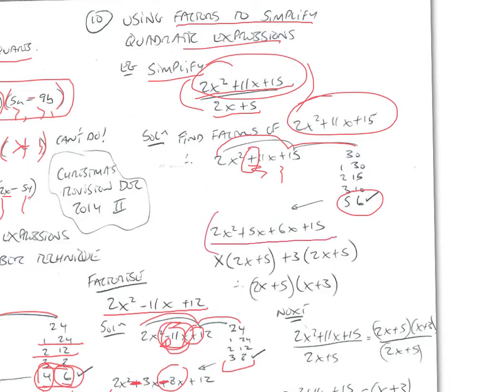And I'll factorise these two, and I'll pull x out, and I'll have x into 2x plus 5. I'll take 3 out of these two, and I'll end up with 3 into 2x plus 5. So my standout factor is 2x plus 5. My other factor is x plus 3.